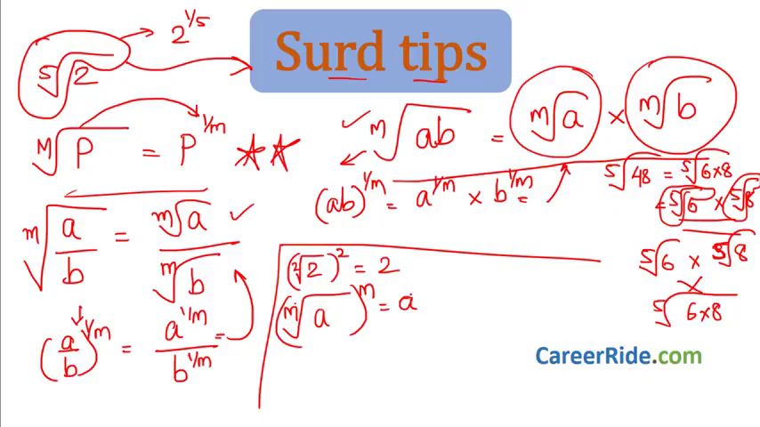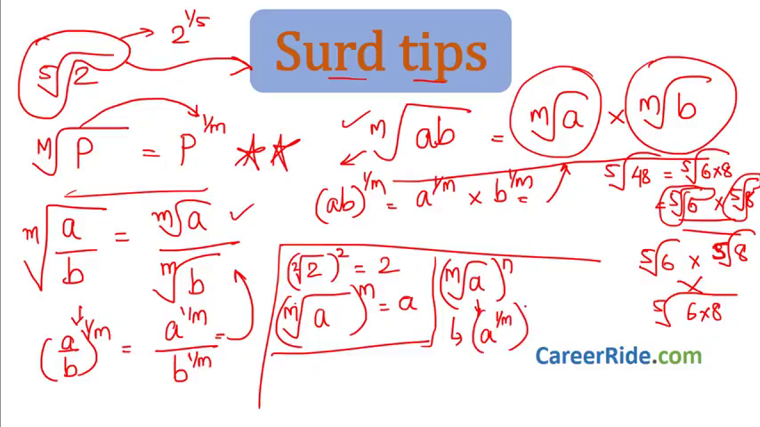Let us take another tip. Here we saw it is m and m. So let us assume it is raised to n. It is not the same. Then how to solve this? Very easy. This can be written as a raised to 1 by m, raised to n. We know whenever it is raised to, we multiply. So a raised to 1 by m multiplied by n will be a raised to n by m.